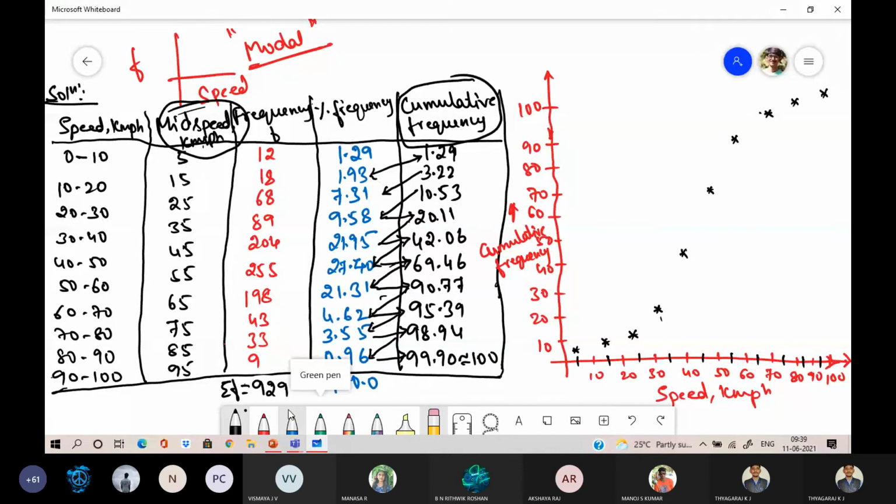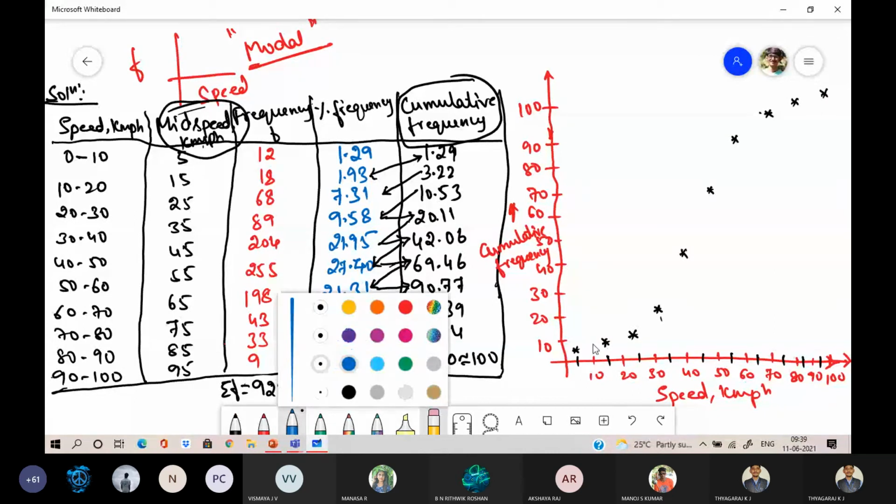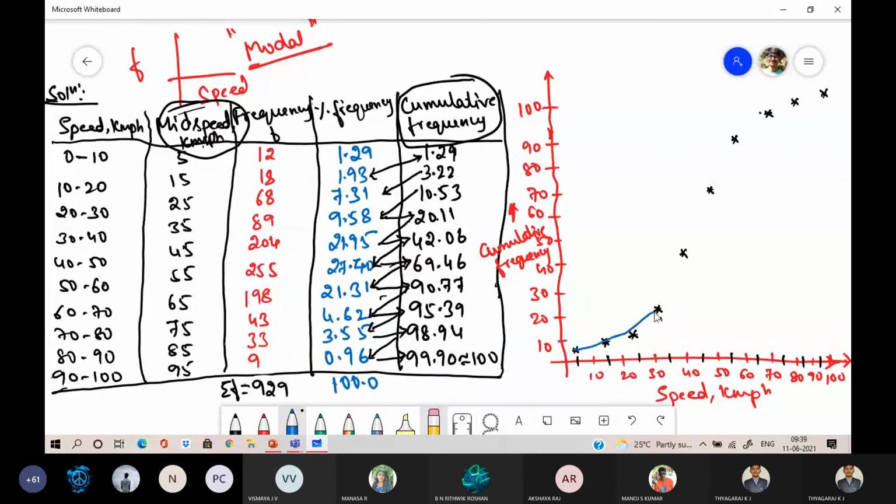When you plot the values, you will get a curve like this. You have to join the points with a smooth hand drawing. It resembles an S-shaped curve. You should get an S curve like this.